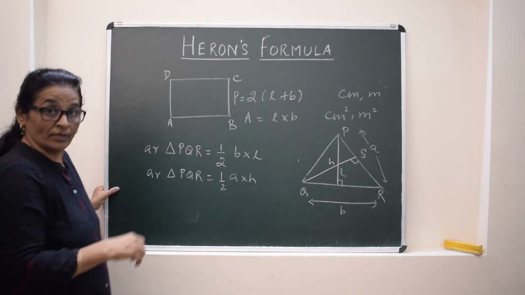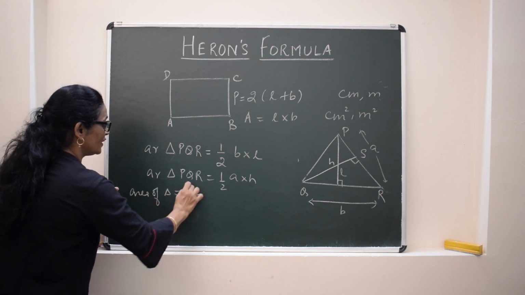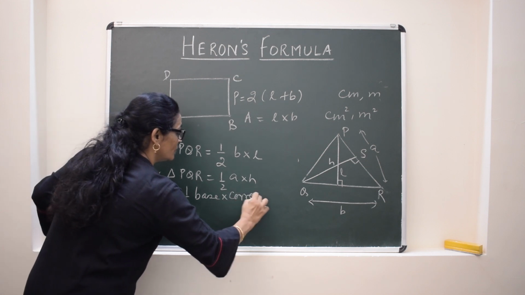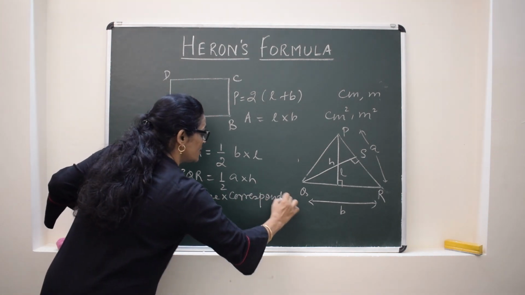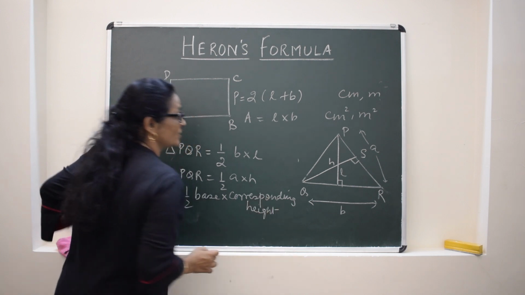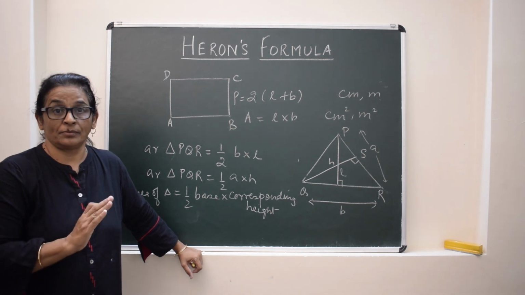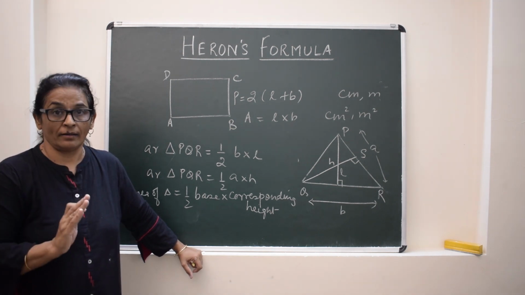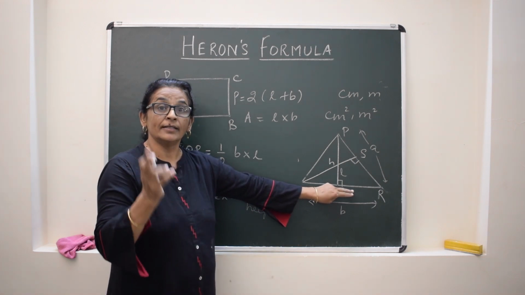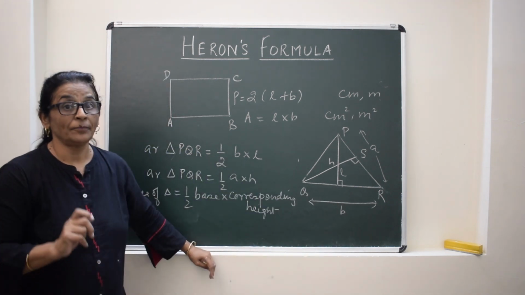So now what we have learnt: the area of a triangle is half into base into corresponding height. Since it's a triangle with 3 sides, 3 altitudes, that means 3 heights, will be there. So if you know a particular base, meaning a side of the triangle, its corresponding height is important to know, then only we can calculate the area.